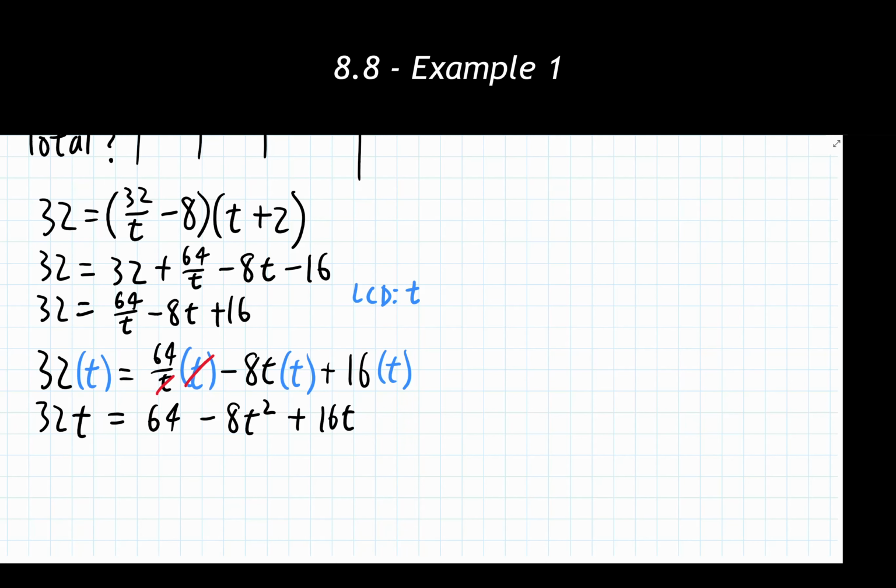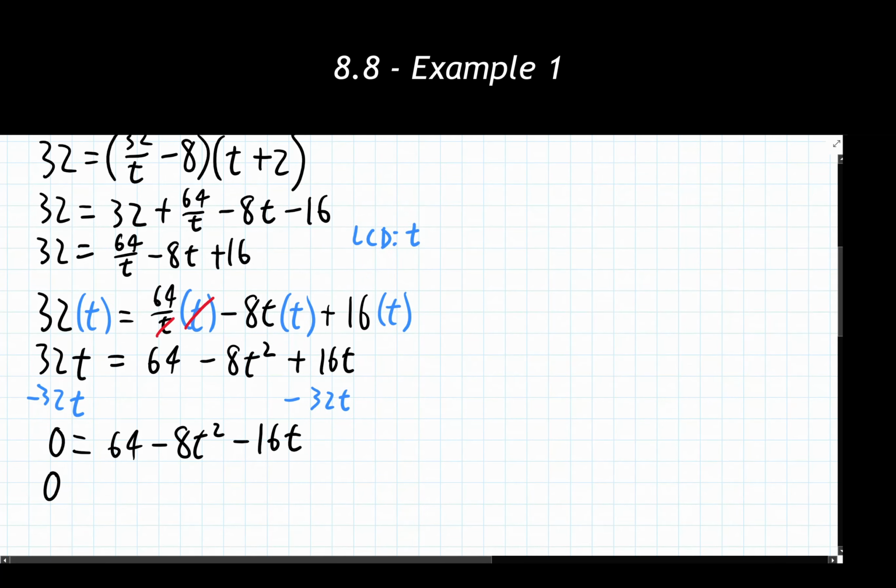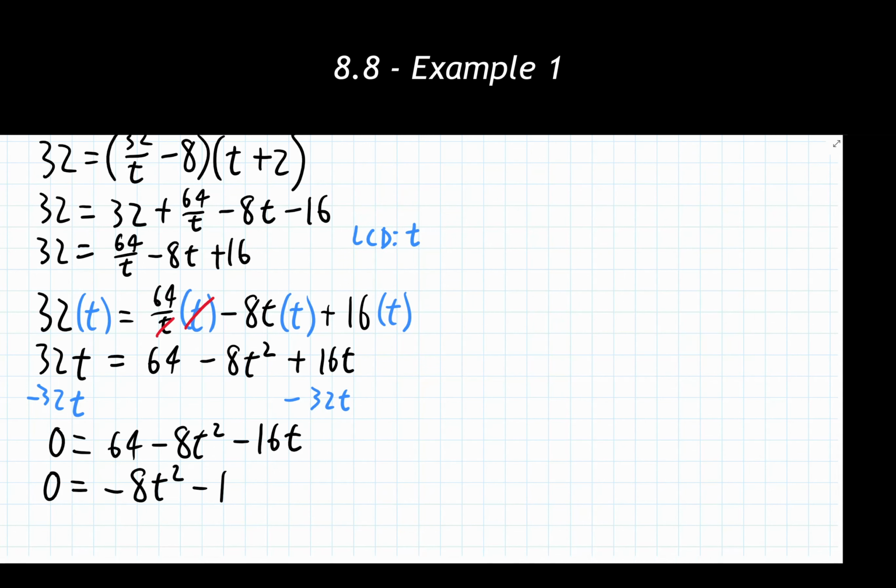And now I'm noticing that I have a quadratic equation. I'm going to solve this thing by our method that we learned in 7.6. I'm going to get everything in standard form, meaning I need to subtract 32t from both sides. And I'm getting 0 equals 64 minus 8t squared minus 16t. I'm going to take an extra line just to do a little bit of a rewrite, get this thing more officially into standard form. We have here.